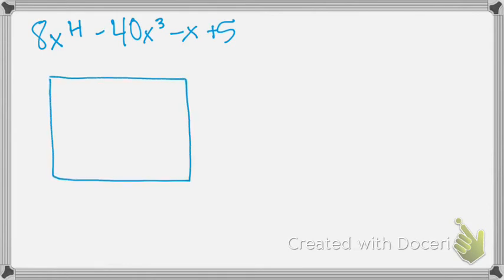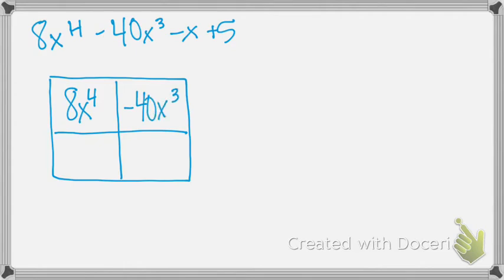Okay, so first, we want to use our model, and we're going to say 8x to the 4th, negative 40x cubed, a negative x, and a positive 5. Okay, remember, first row comes first. So we have an 8 and 4 x's. And we have a negative 40 and 3 x's.